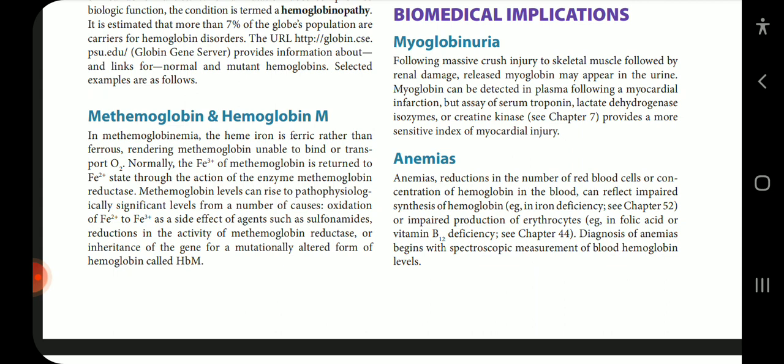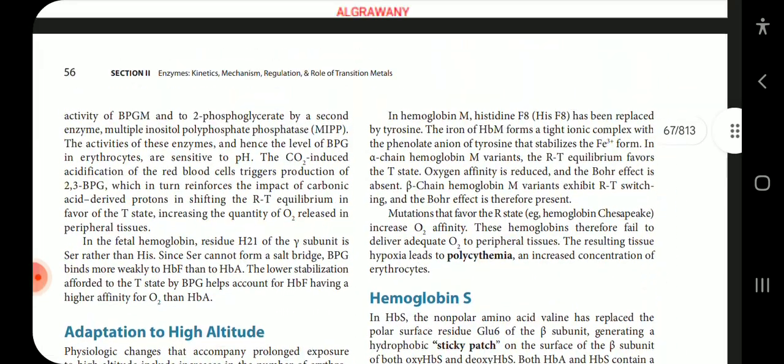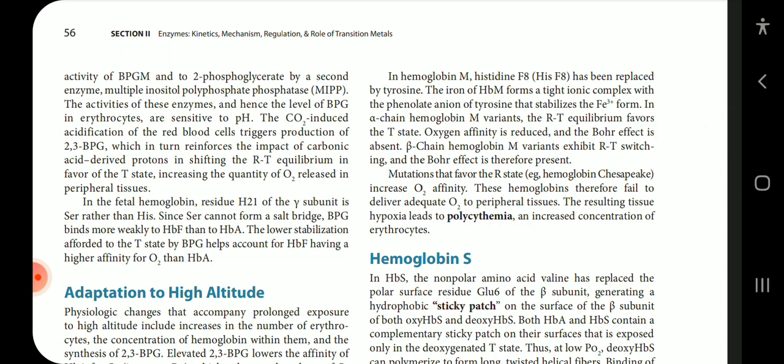Methemoglobin levels can rise to pathophysiologically significant levels from a number of causes: oxidation of Fe2+ to Fe3+ as a side effect of agents such as sulfonamides; reduction in the activity of methemoglobin reductase; or inheritance of a gene for a mutationally altered form of hemoglobin called HbM. In hemoglobin M, histidine F8 has been replaced by tyrosine.